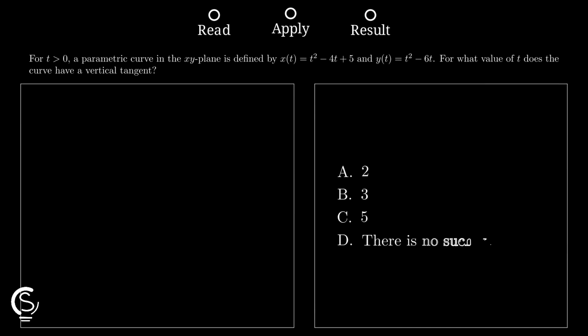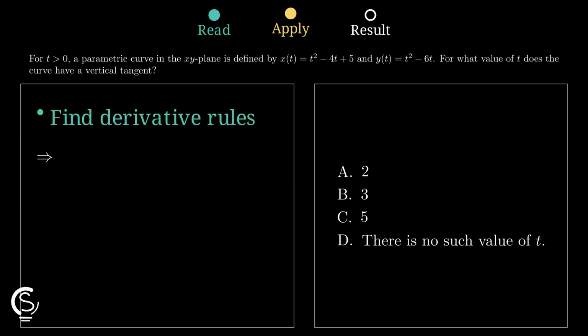Start by differentiating both parametric equations with respect to t. For x equals t squared minus 4t plus 5, dx/dt is 2t minus 4. And for y, dy/dt is 2t. For a vertical tangent, the x derivative must be 0 because the slope dy/dx would blow up. So set 2t minus 4 equal to 0, which gives t equals 2.